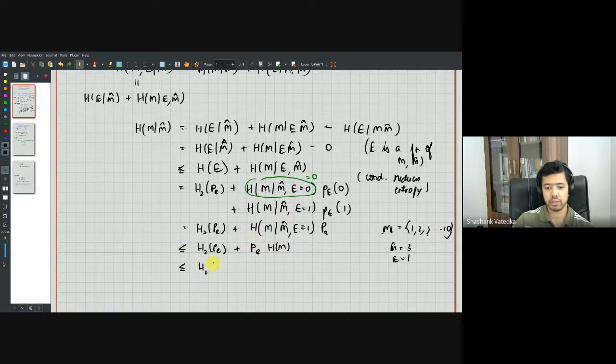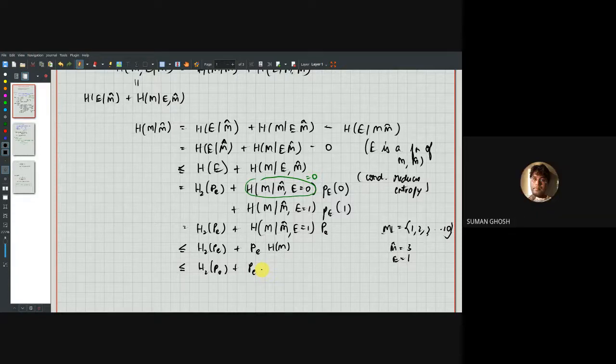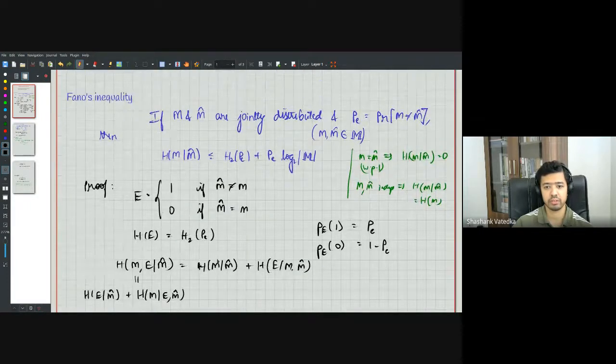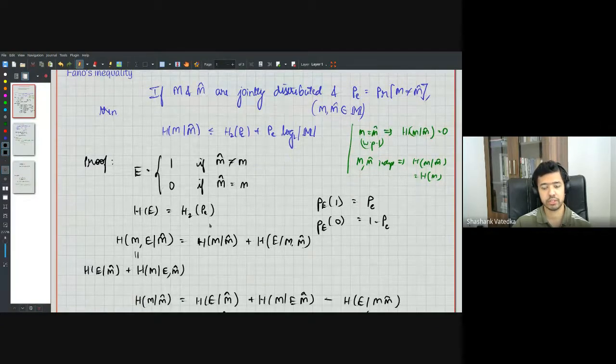But I'm going to do something even more loose. So what is an upper bound on H of M? What is the maximum value that H of M can take? It's log of the cardinality of M. Correct. So it is log cardinality of M. And with this we just basically get Fano's inequality. That's it. So again, it's fairly simple. Just try to work it out once again later.